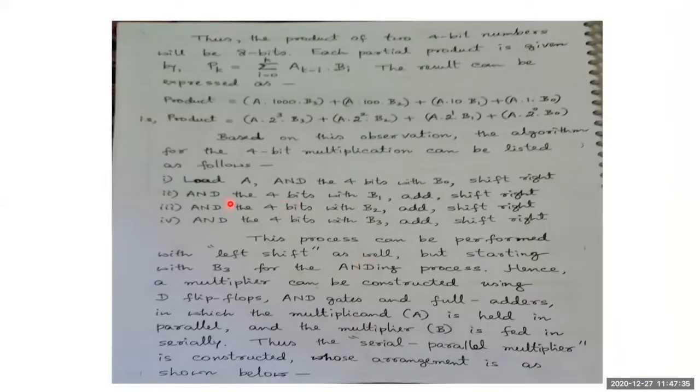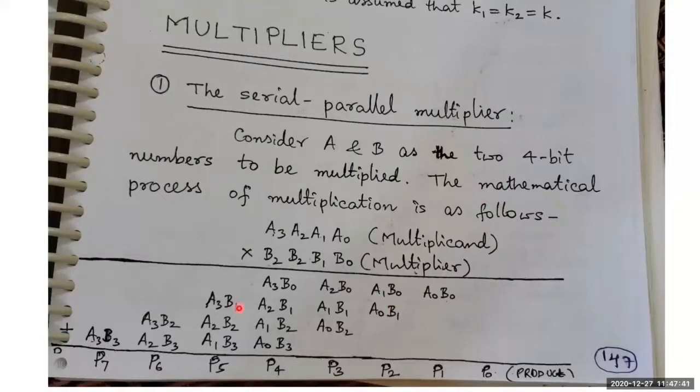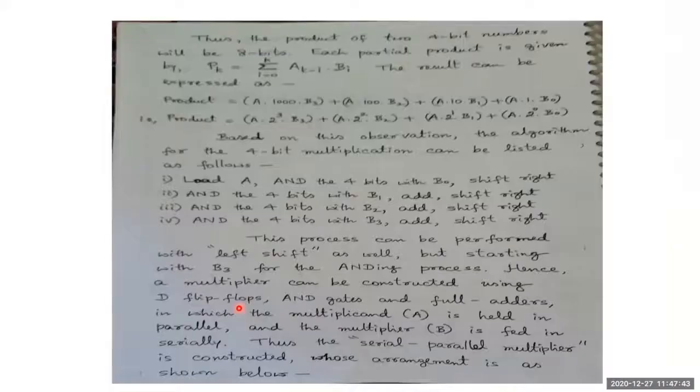The second step in the algorithm is what? AND the 4 bits with the B1. All the 4 bits have been ANDed with the B1, and then it will be shifted to the right. Then again in the next step, AND the 4 bits with B2, and it will be added, and that will be again shifted to the right. This algorithm is in this fashion. The same thing whatever we have done, we try to put it in terms of the algorithm. So these are the steps of the algorithm.